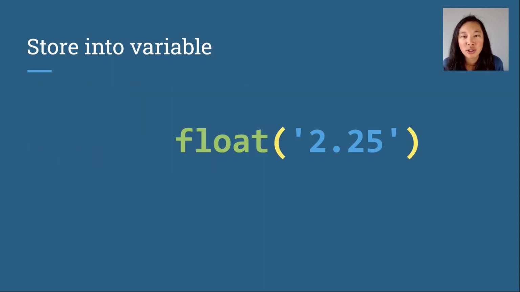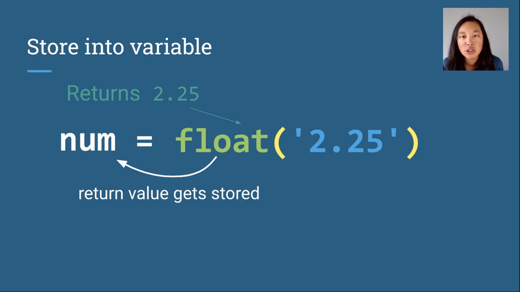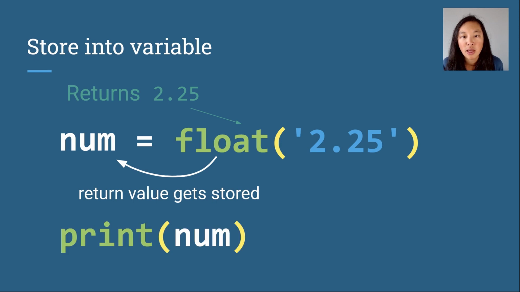We can also store it into a variable. So here's the same function call, float with the string 2.25. Again, we said that this returns the float 2.25. We can store that into a variable called num. So now num is a variable containing the value 2.25, the float. And now we can print out num, which will again give us the float 2.25.